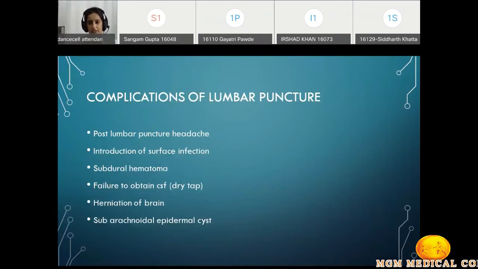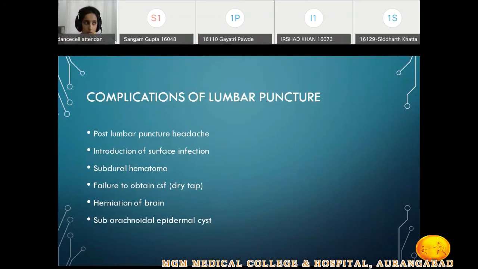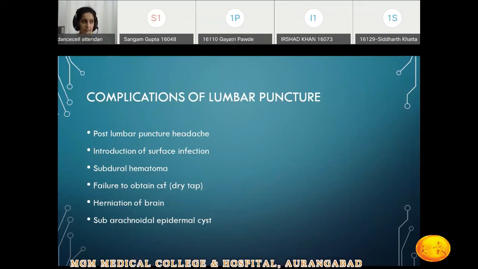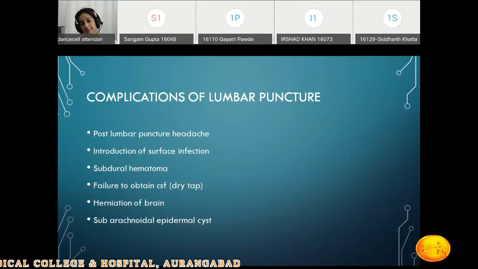What are the complications of lumbar puncture? The most common complication is post-lumbar puncture headache. And to prevent this, what do you do? Immediately after lumbar puncture, you ask the patient to lie supine for at least 6 hours with no headrest, with no pillow under the head, and to raise the legs by at least 15 degrees while lying supine. So you can put a pillow under the legs of the patient, and you ask the patient to lie supine without any lateral turning for the next 6 hours.